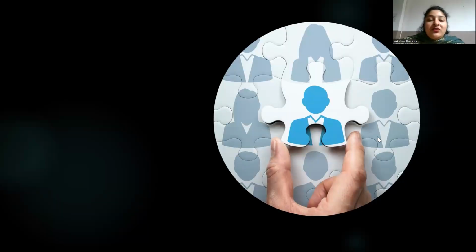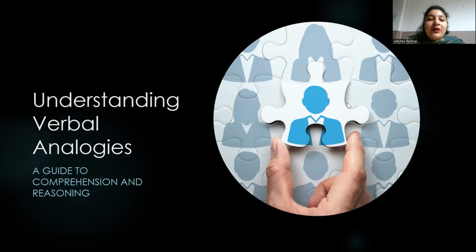Now we are going to study understanding verbal analogies. So what are verbal analogies? Verbal analogies are statements that compare two things using logic and reasoning. They typically follow the format A is to B as C is to D, where A and B are related in some way, and C and D are related in the same way as A and B.